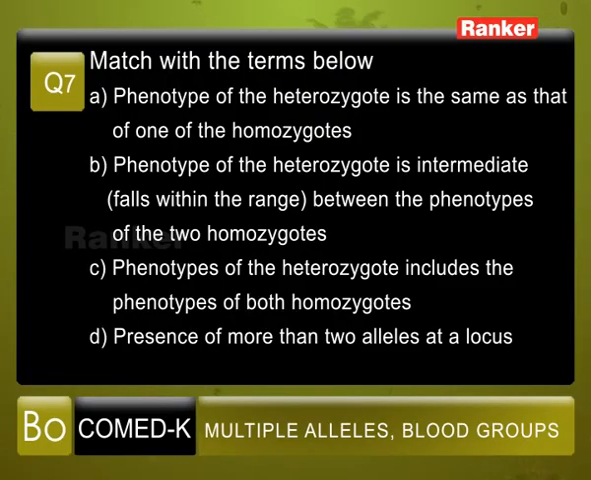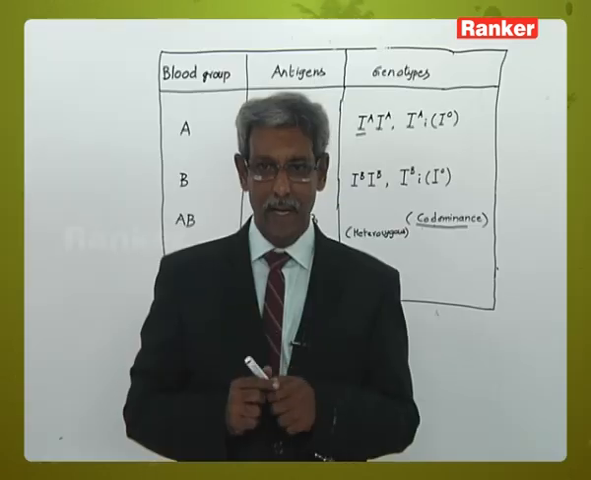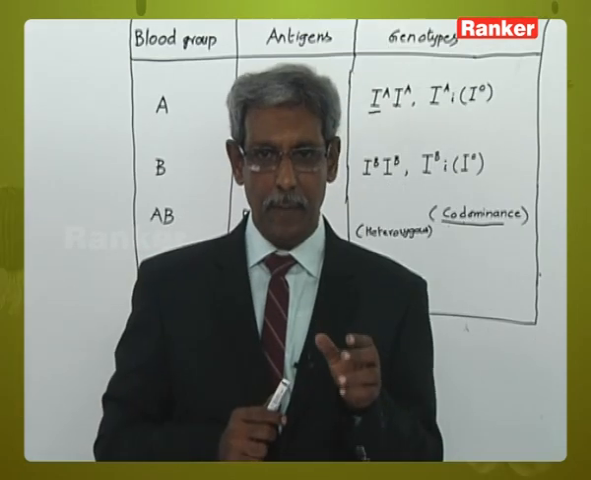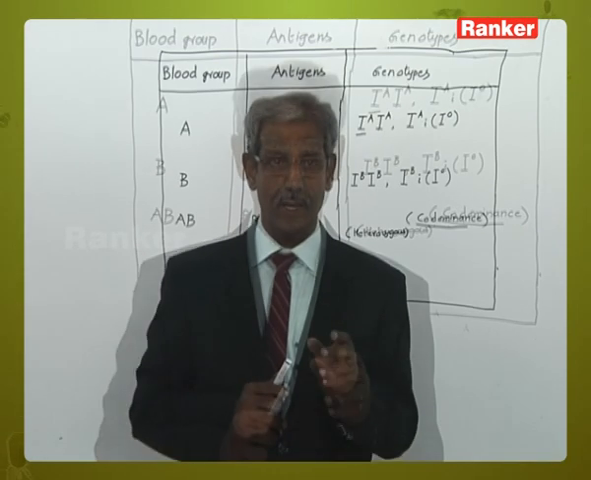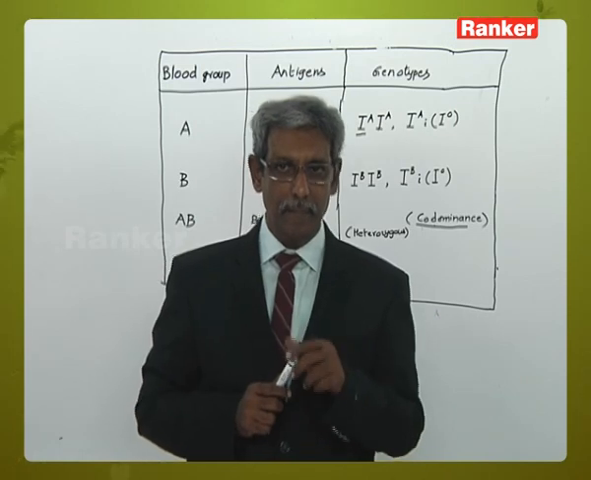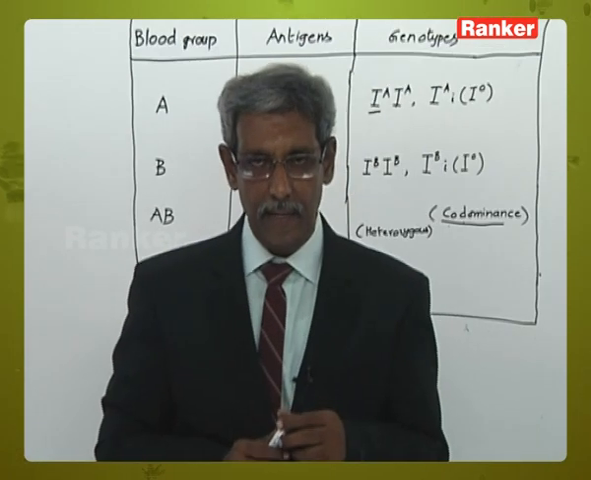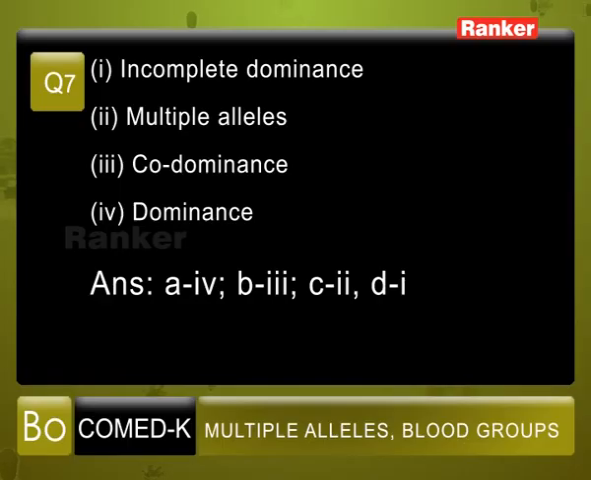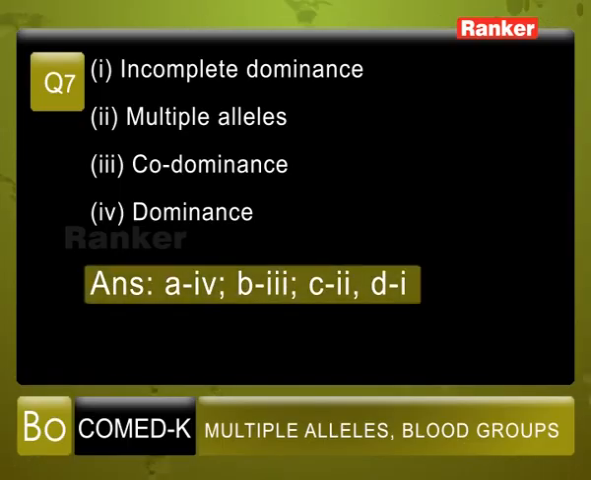Then we go to C, which says that the phenotype of the heterozygote includes the phenotype of both the homozygotes. Here we are talking in terms of multiple alleles. In multiple alleles, you have a heterozygote and it includes the phenotype of both the homozygotes. All of them are present: a dominant gene, a recessive gene, and an intermediate gene, all placed on the same locus. So the correct answer for this is multiple alleles.